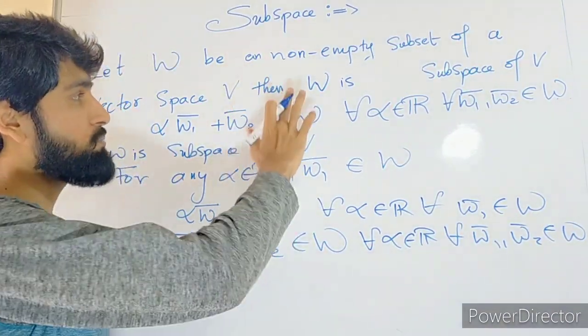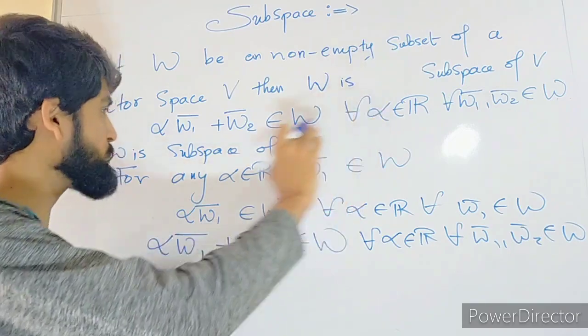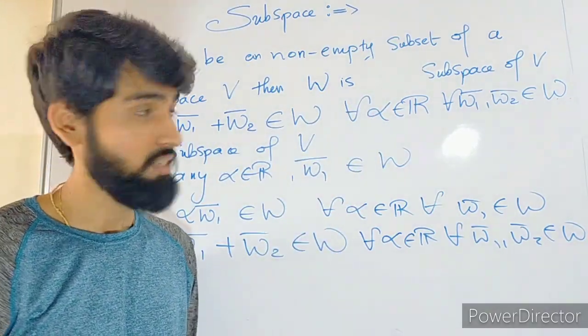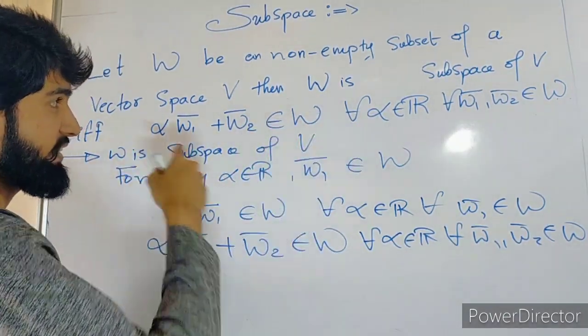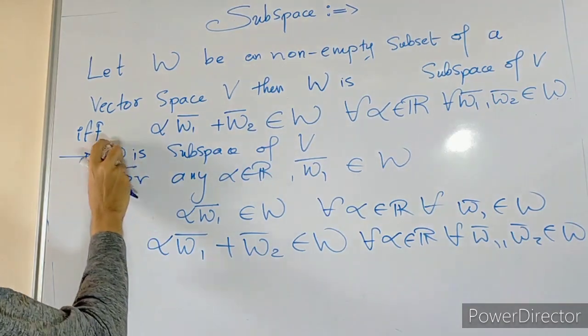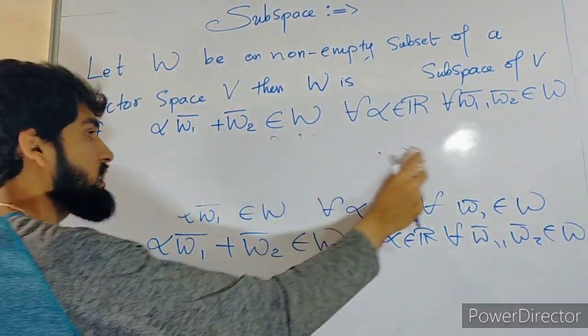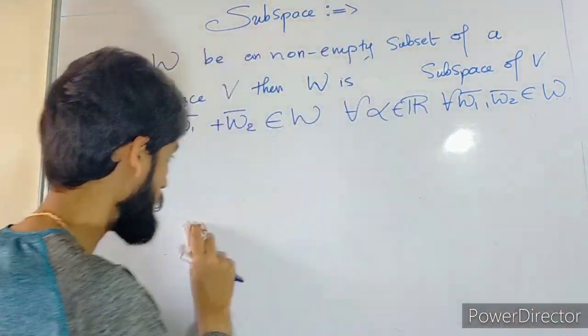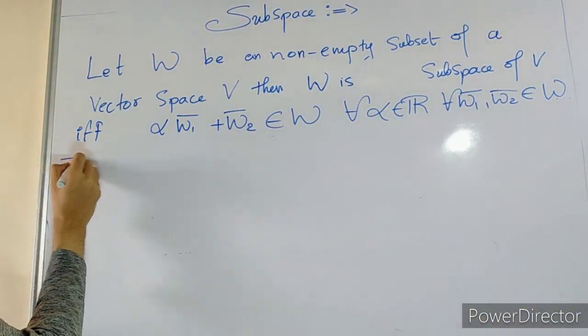If my given non-empty subset is a subspace, then it satisfies that condition. But the other way around, that means if this condition is satisfied, I want to prove that it is a subspace of V. Just going in the converse manner is interesting. This was actually a trivial part. Let us see the converse.